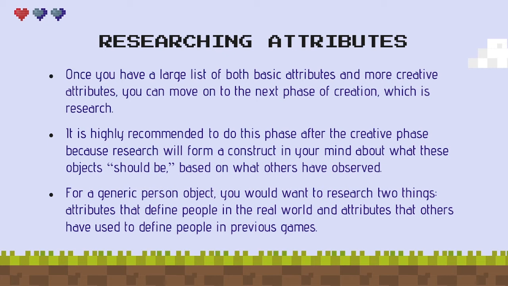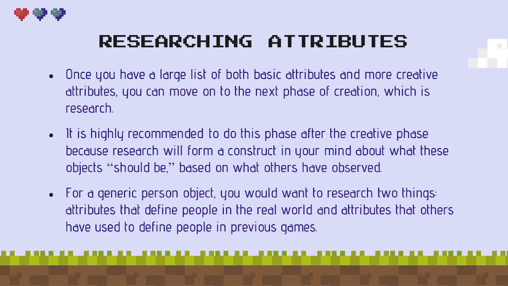For a generic person object, you would want to research two things: attributes that define people in the real world and the attributes that others have used to define people in previous games. As I mentioned earlier, we have two ways of referencing the previous attributes. How did we come up with the attributes we made at the start? Most probably, you'll have two references. Either the attributes came from previous games you played, games you currently play, or games you've only seen. Or these attributes can be grounded from reality.